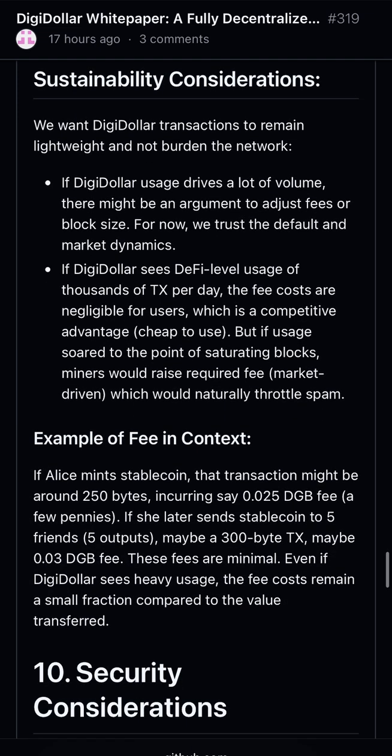Sustainability considerations. We want DigiDollar transactions to remain lightweight and not burden the network. If DigiDollar usage drives a lot of volume, there might be an argument to adjust fees or block size. For now, we trust the default and market dynamics. If DigiDollar sees DeFi level usage of thousands of TX per day, the fee costs are negligible for users, which is a competitive advantage, cheap to use. But if usage soared to the point of saturating blocks, miners would raise required fee, market-driven, which would naturally throttle spam.